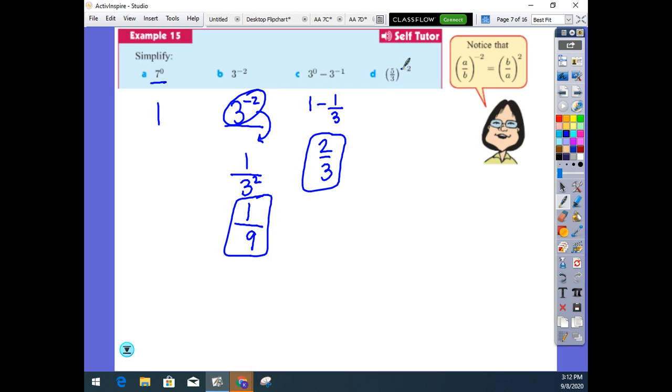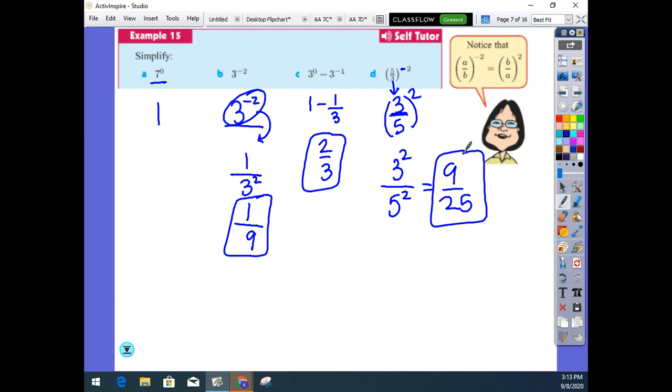Last but not least, if a fraction has a negative exponent, we have to move the top to the bottom and the bottom to the top. So really the easiest way is to do the reciprocal and make the exponent positive. Then we have a quotient that we're going to simplify. So each base gets the exponent, and square each one to get my final answer.